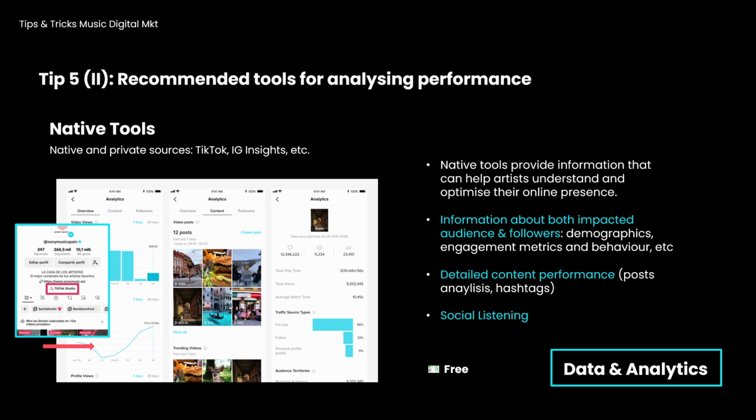Tip 5, recommended tools for analyzing performance. The main one is Chartmetric, and it is the one I use, but you can use it as well. You have to pay, though, but it's a complete guide of the industry, really, because it collects information from the top sources, online and offline, because it can give you information about radio, TV, everything. And you can do everything with this tool.